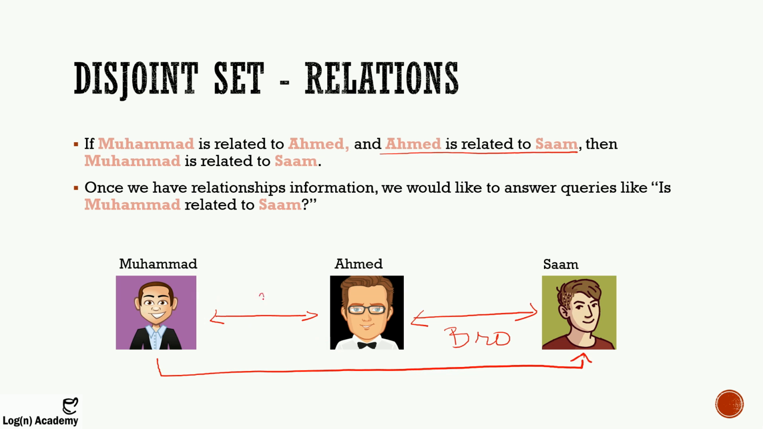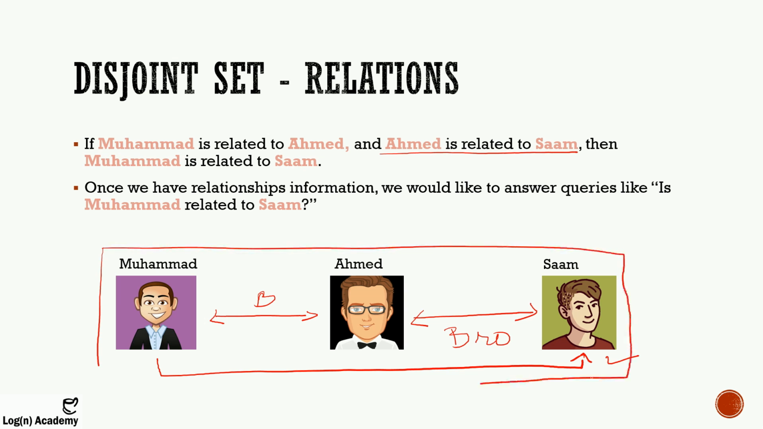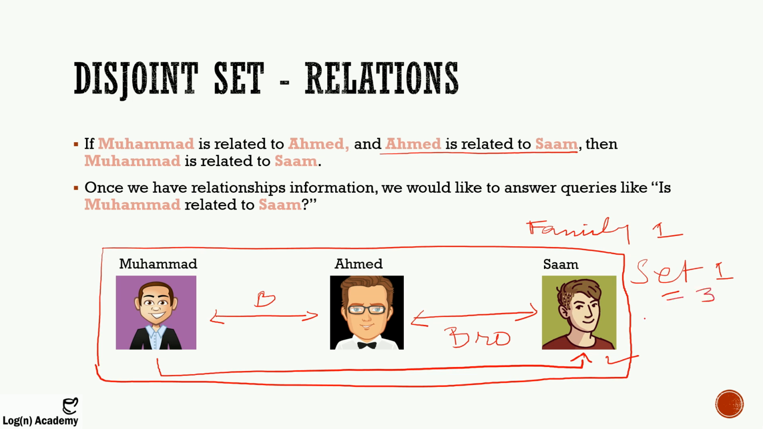Because we know Muhammad is a brother of Ahmad, and Ahmad has a brother with the name Sam. So I can extract this information, and this will be very true when I say that Muhammad is a brother of Sam. So in this way, we can extract information based on the relations, based on the information that we get. All three people, these guys are part of the same family, right? Now we have family 1, and mathematically we can say it's set 1 having 3 elements, right?